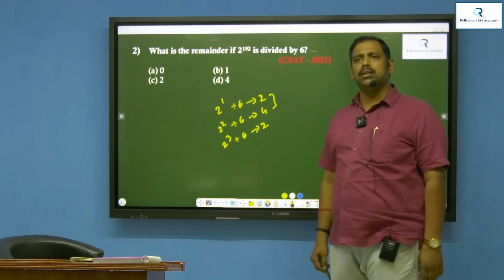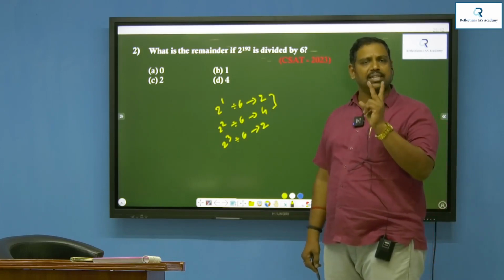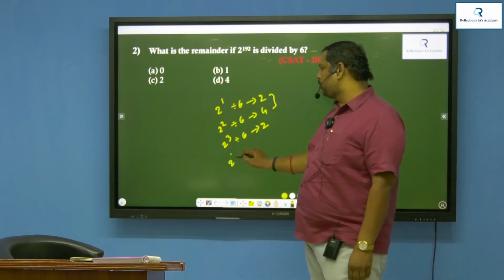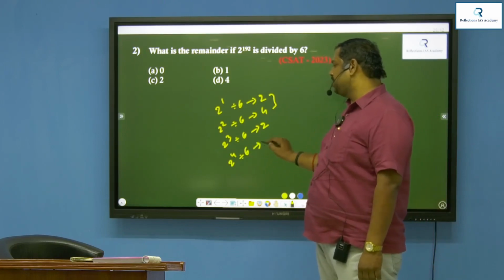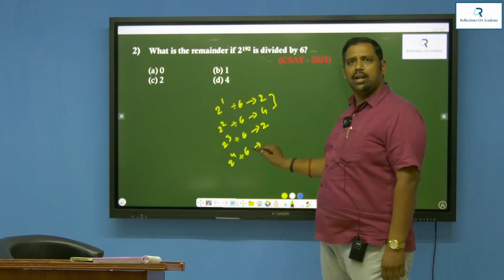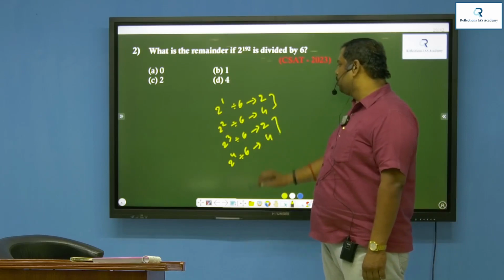After how long is it repeated? 2 times. After how long is it repeated? 2 times. If you want to go with 2 power 4, how much is it? 16. 16 divided by 6: 6 twos are 12. The remainder is how much? 4. So 2, 4, 2, 4, 2, 4.